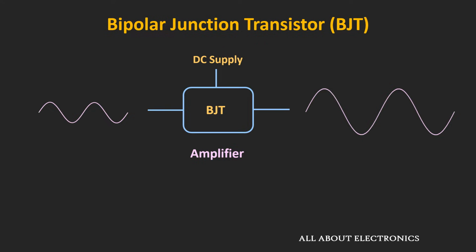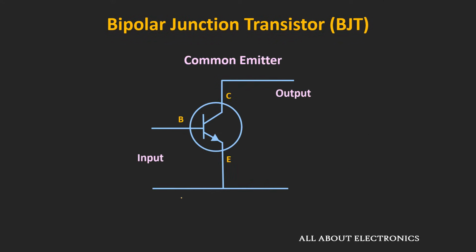So to use this BJT as an amplifier, we need to apply a DC voltage to the BJT. And it is called the biasing of the BJT. So without the biasing, the BJT won't be able to amplify the input signal. That means if we just connect the output of the microphone between this base and the emitter terminal, then it won't be able to amplify that signal.